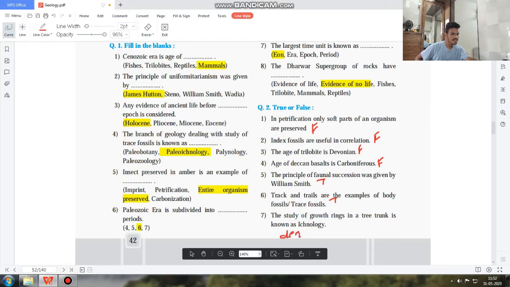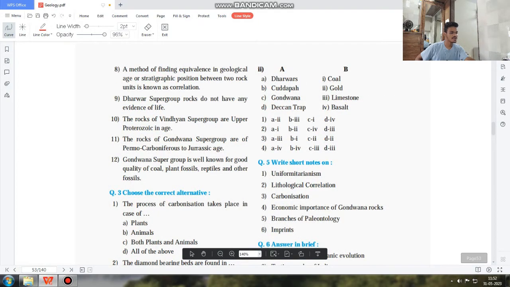D-E-N-D-R-O-C-H-R-O-N-O-L-O-G-Y. So it's dendrochronology. So basically it's false only. It's not called ichnology.